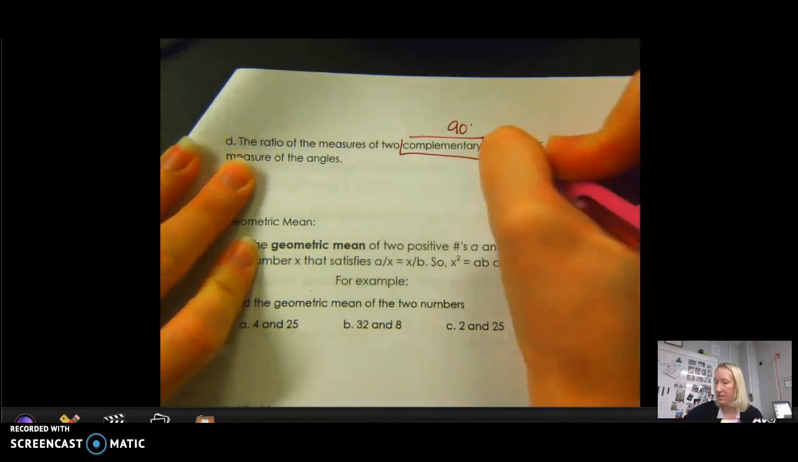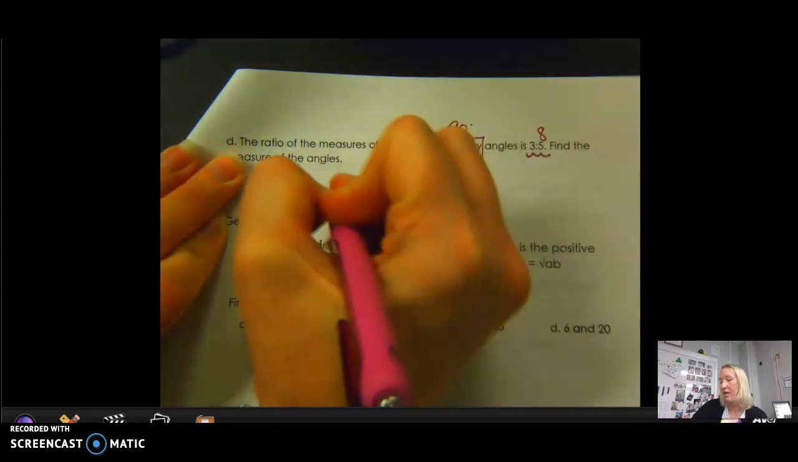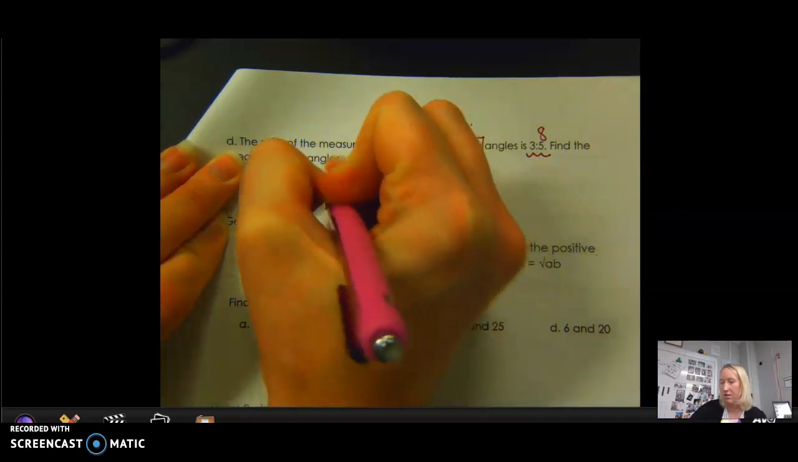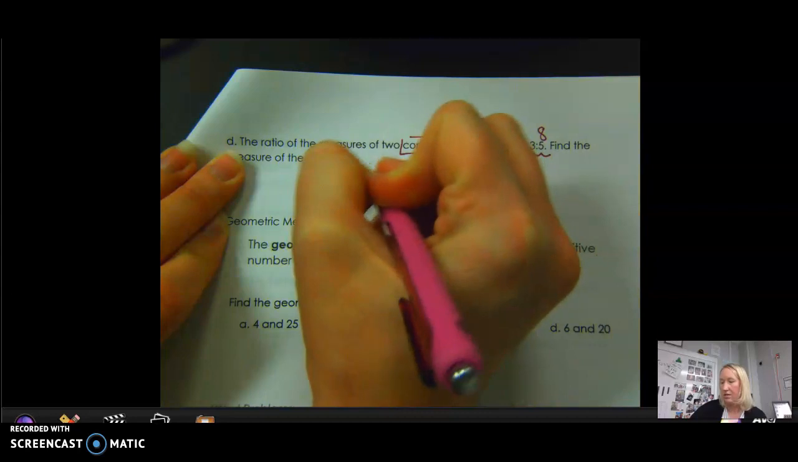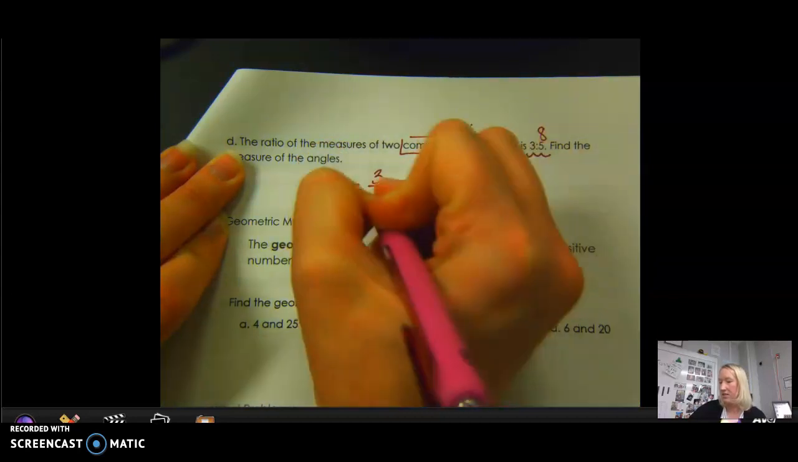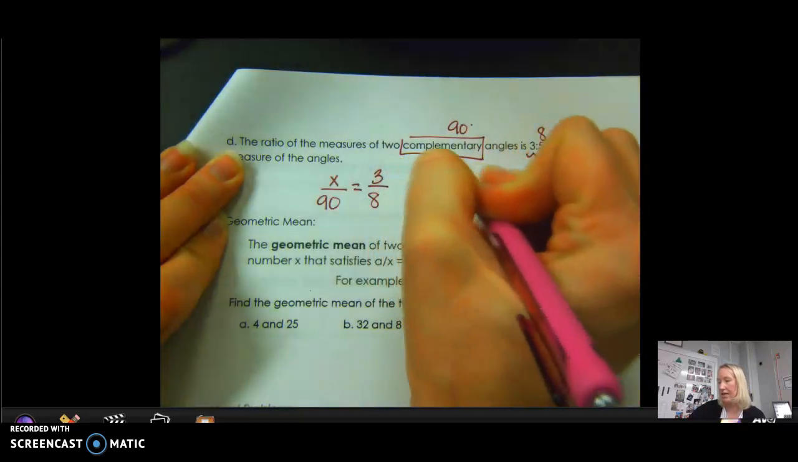So then, that is a total, so we need a total here. Total here would be 8, the 5 plus the 3. So, part over total equals part over total. We know 90 degrees total, but we don't know the part. We know 3 is the part out of 8, the total. Cross multiply, and I get 270 equals 8x.